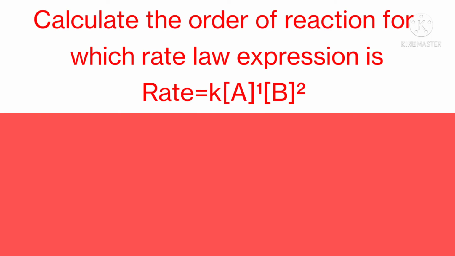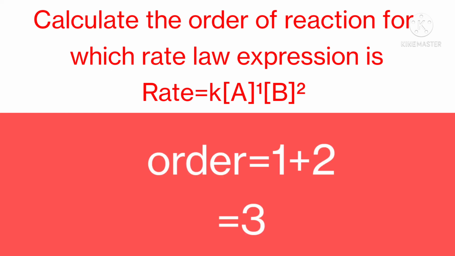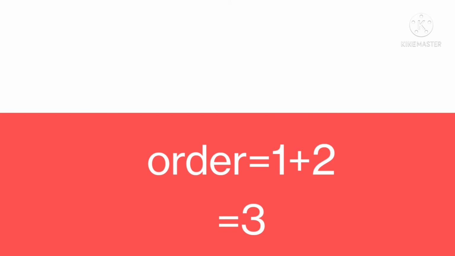Calculate the order of reaction for which rate law expression is rate is equal to K into concentration of A raised to power 1 into concentration of B raised to power 2. The order of reaction will be the sum of the powers as appearing in the rate law expression, that is 1 plus 2 is equal to 3. So order of reaction will be 3.